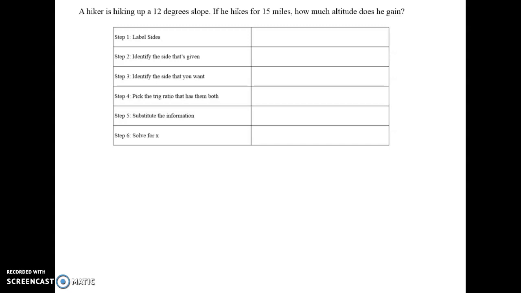Good morning, guys. We have a trig problem here that's a word problem. So we're going to read it and then solve it. A hiker is hiking up a 12-degree slope. If he hikes for 12 miles, how much altitude does he gain?